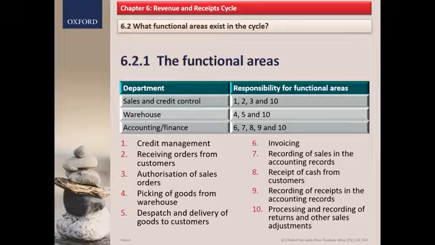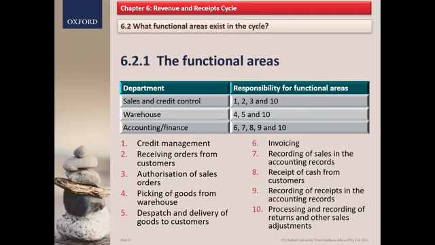Same with accounting or finance. They will be responsible for 6, 7, 8, and 9. We do the same thing. 6, invoicing. 7, recording of sales in the accounting records. 8 will be your receipt of cash from customers. 9 will be recording of receipts in the accounting records, and also responsible for functional area number 10, processing and recording of returns and other sales adjustments.